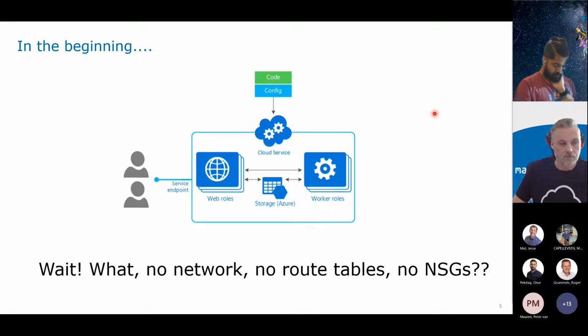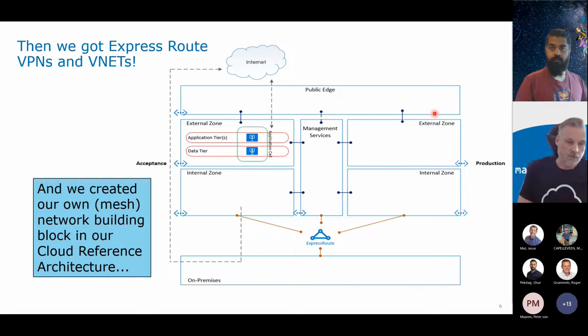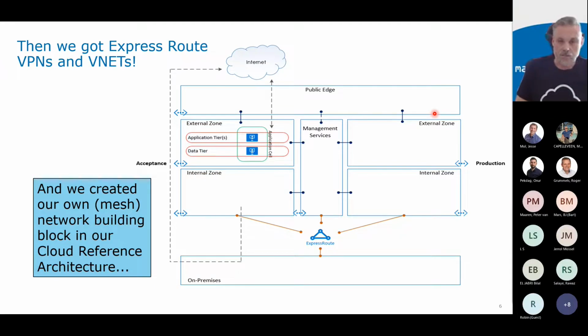So wait, what? No network, no route table. So how can you then set up a cloud foundation, right? So Microsoft added more services like SQL Database, but also they added networks, VNets, as they are called.